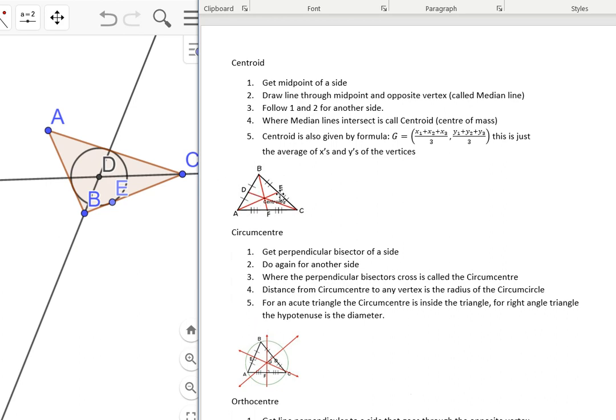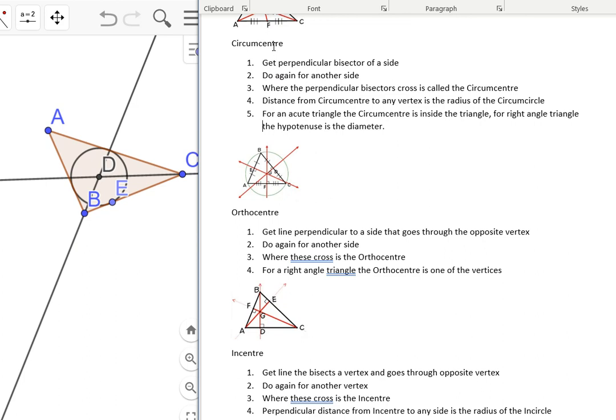So for the centroid, we'd be finding the midpoint of a side, and then we would be using that midpoint and the coordinates of the opposite vertex to find the equation of a median line. We do that for another side, and then find the intersection of two lines to find the centroid. That's our steps for the centroid. For the circumcenter, we know how to do all of these steps as well. So the perpendicular bisector of a side, we would get the midpoint of a side, then we would get the perpendicular slope of the side and use that to find the equation of a line. Do that for another side, and where those two lines intersect is our circumcenter.